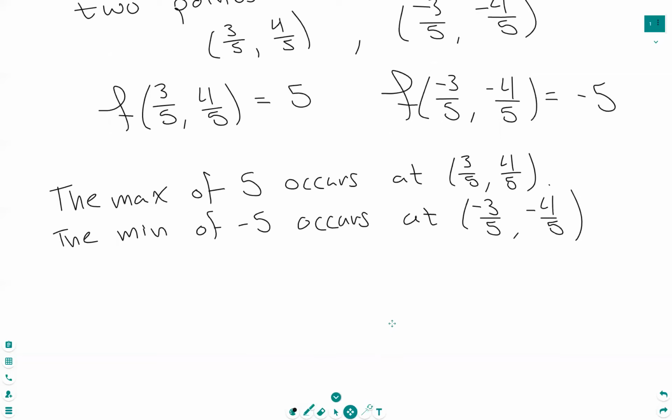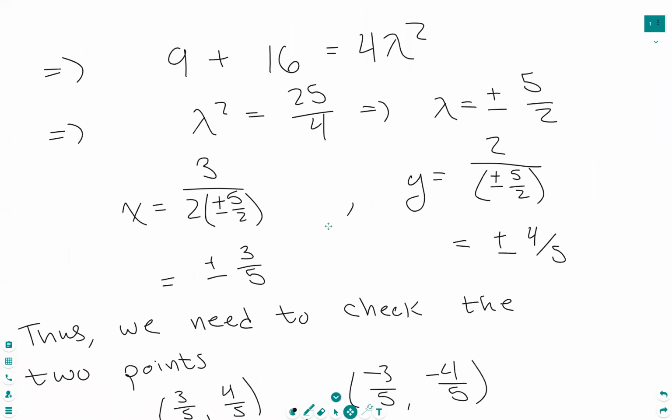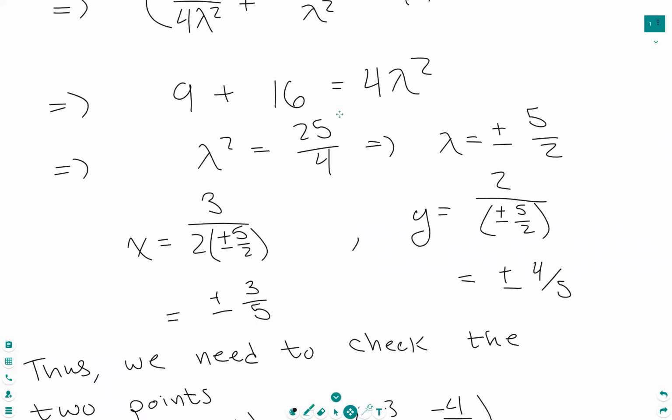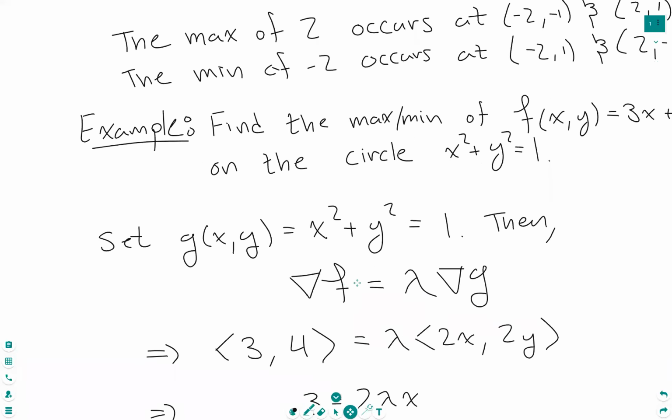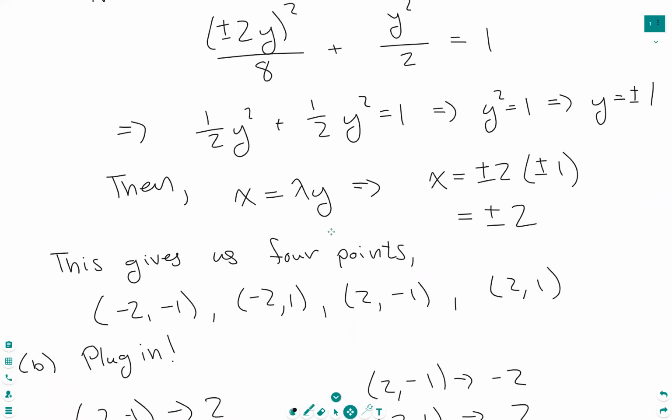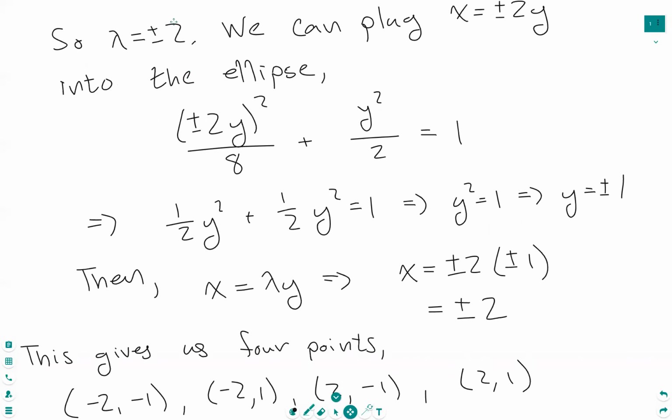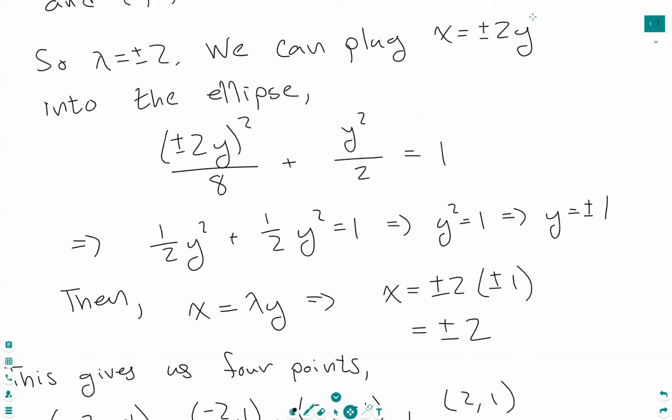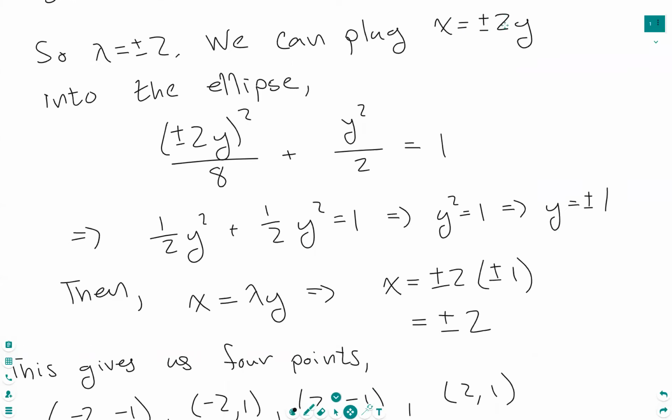Could you please explain how we know there's 2 points and not 4? Sure, I think that's an important point. In the example before, let's go all the way back up. In the point up here, we had that lambda was plus or minus 2, right? And that meant that because x is equal to lambda times y, that x is equal to plus or minus 2y. Regardless of what sign I chose, y inherently is still plus or minus 1, right?